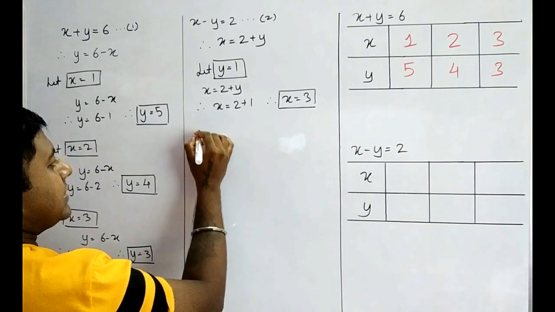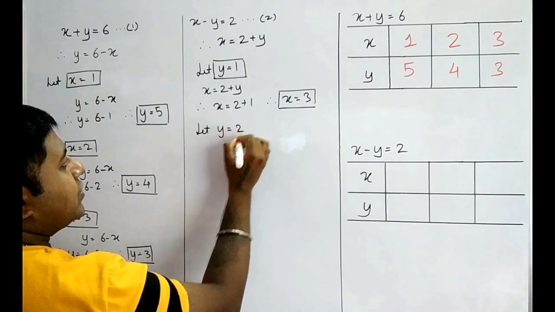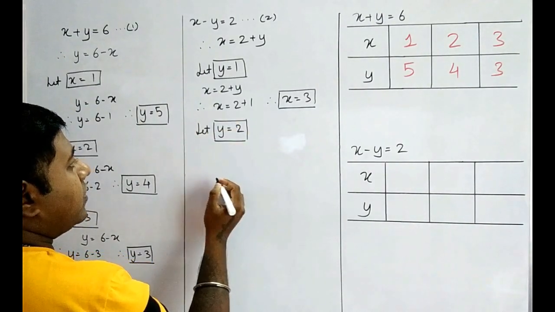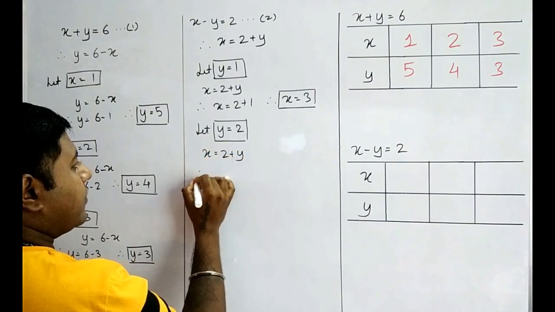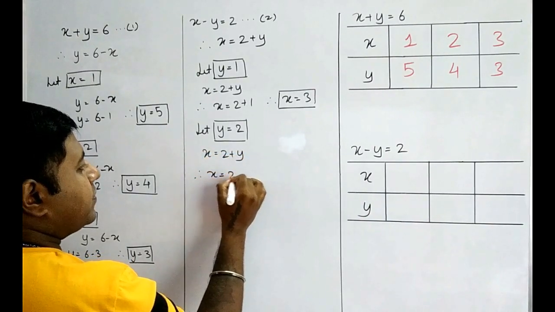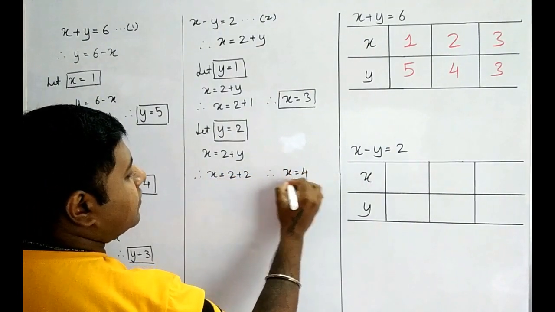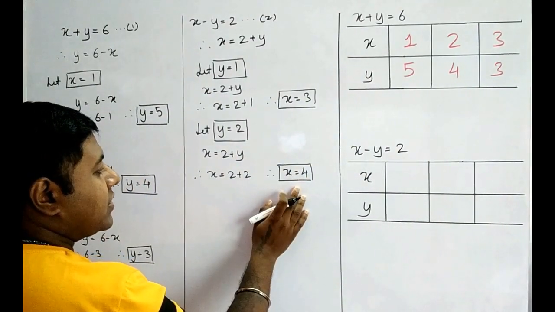Let us take another assumption. We'll say let y is equal to 2. So, for y is equal to 2, what do we get the value of x? Again, x is equal to 2 plus y. Therefore, x is equal to 2 plus 2. Therefore, x is equal to 4. So, for y as 2, we get x as 4.